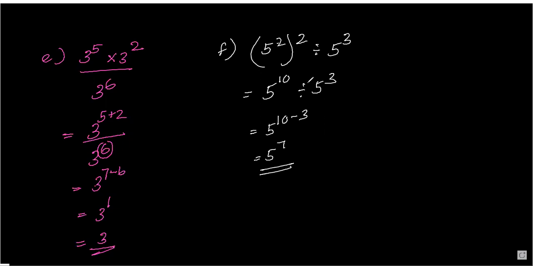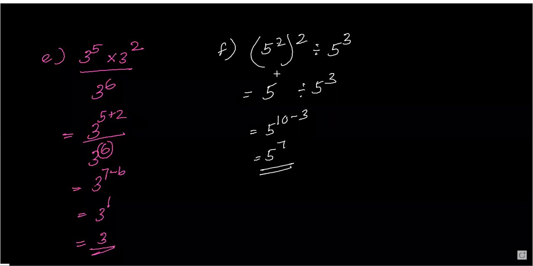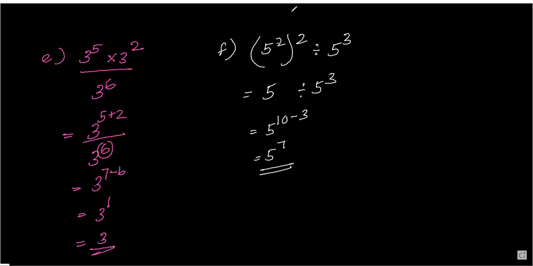Division means subtraction. I made 10. Sorry, 5 to the power 2 times 2 is 4 here. Sorry. 5 to the power 4. The sum is totally changing. 4. Then 4 minus 3.